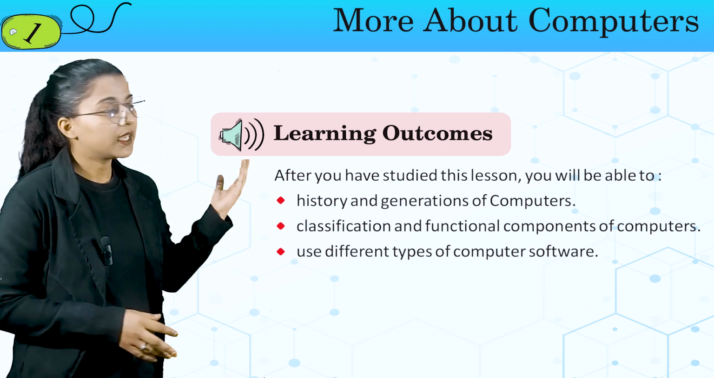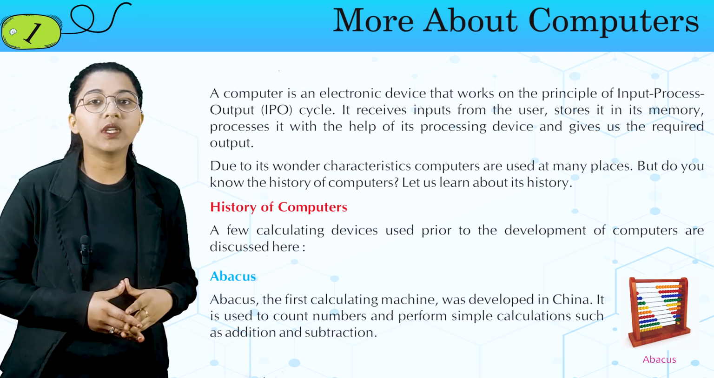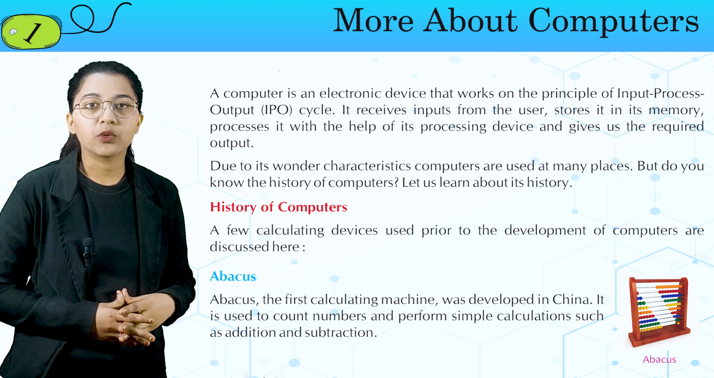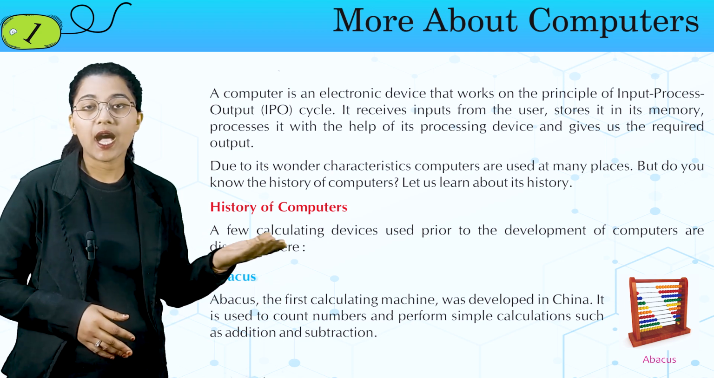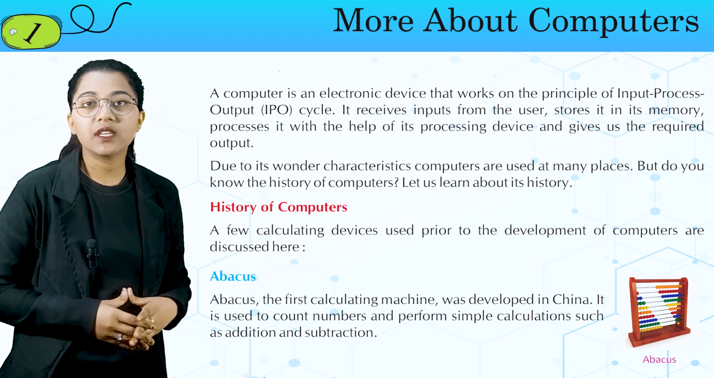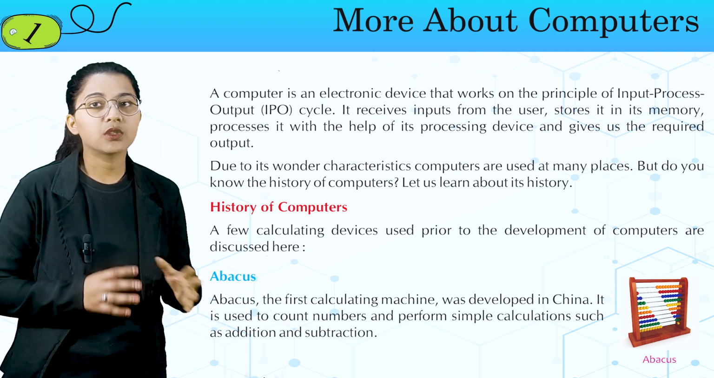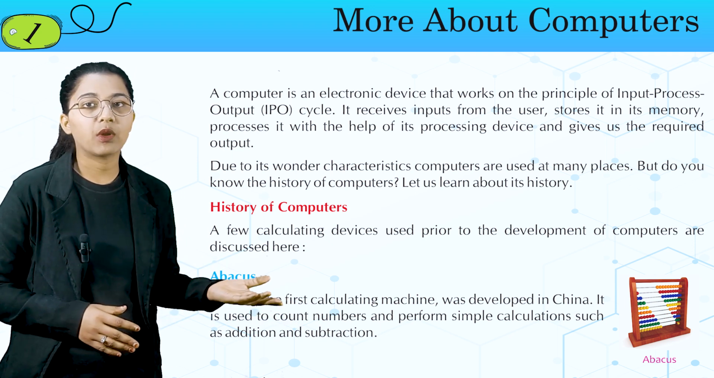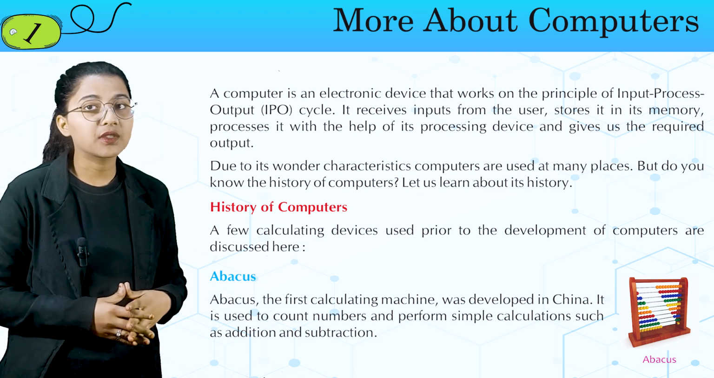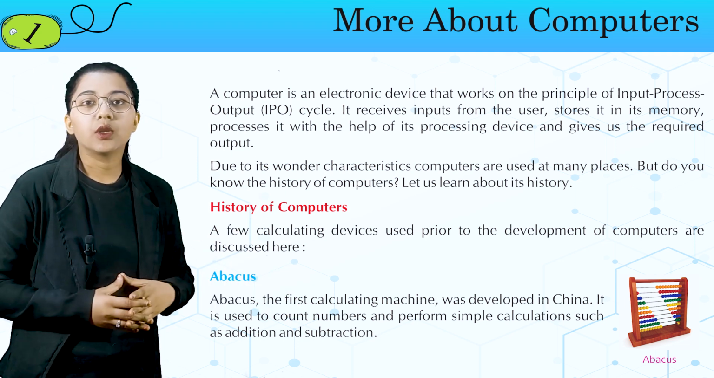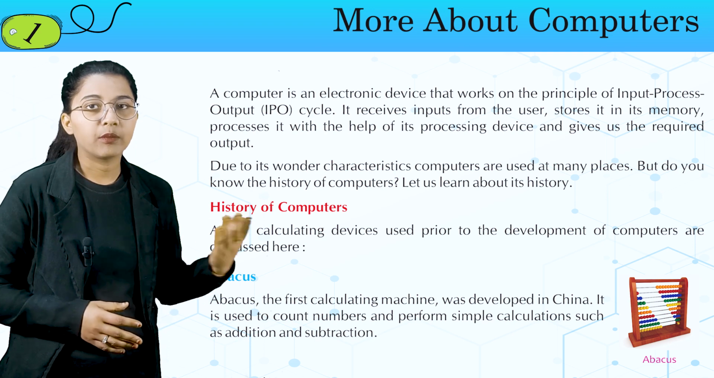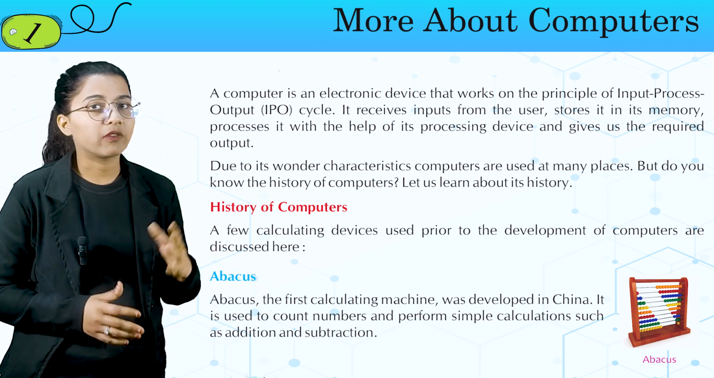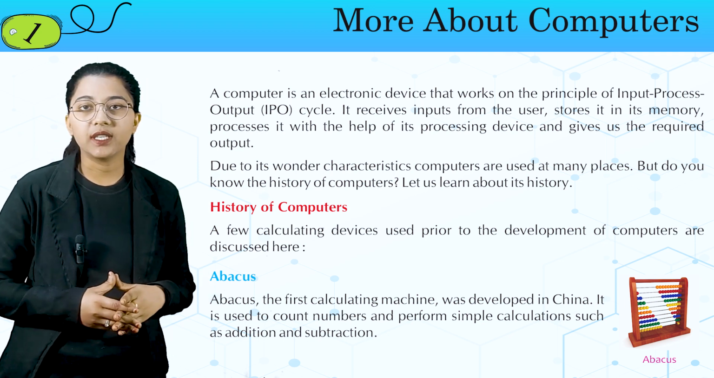So students, let's start. A computer is an electronic device that works on the principle of input process output, that is IPO cycle. It receives inputs from the user, stores it in its memory, processes it with the help of its processing device, and gives us the required output. Due to its wonderful characteristics, computers are used at many places. But do you know the history of computers? Let us learn about its history.